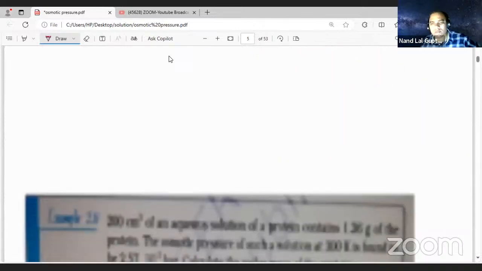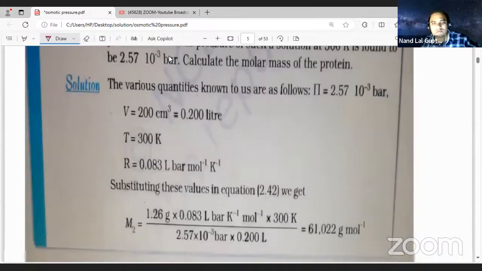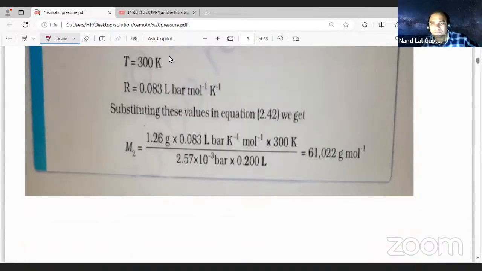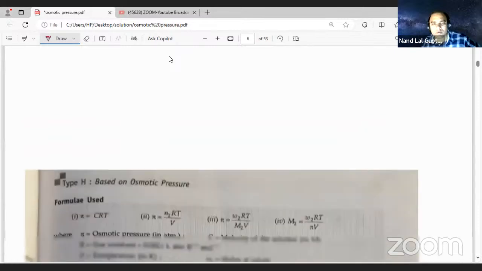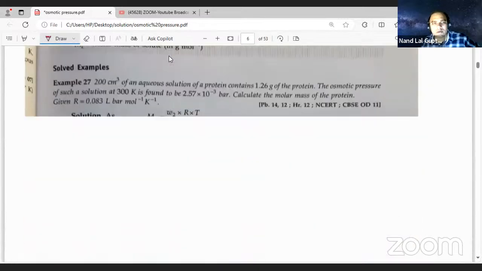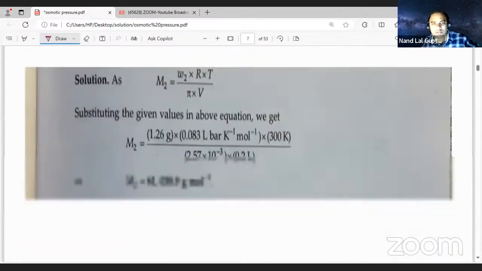Now let us move to the next question. This question they have already done. You can check it. Here, this is one more question, student. This is the same question. No need to do this one again and again.